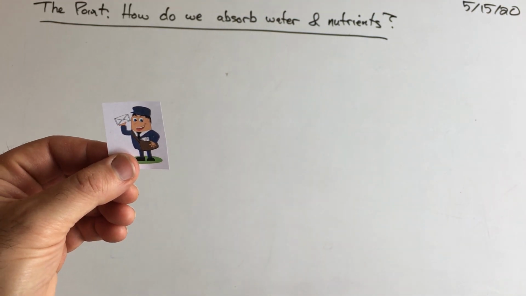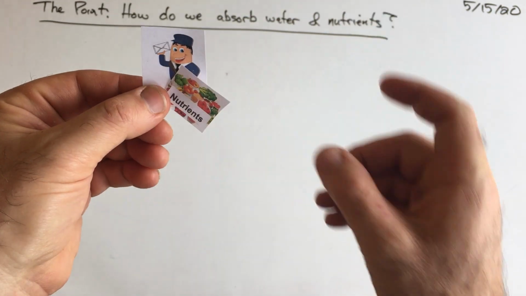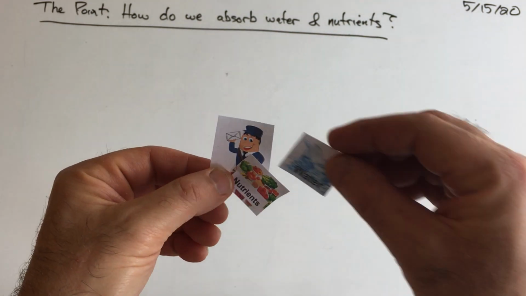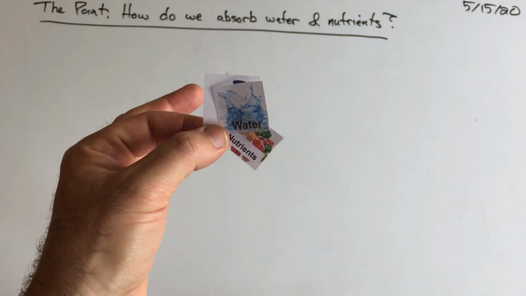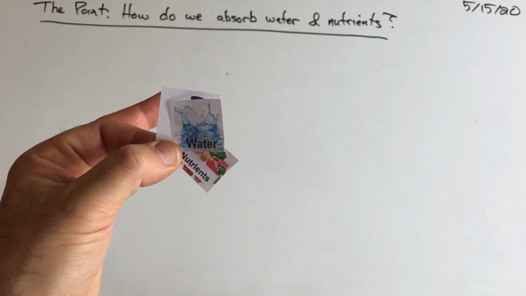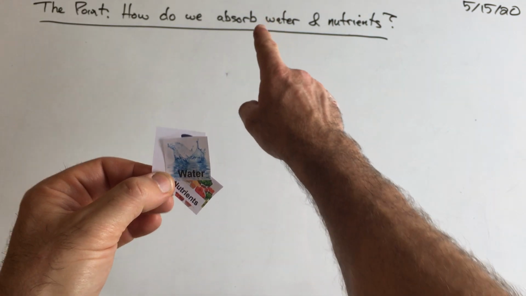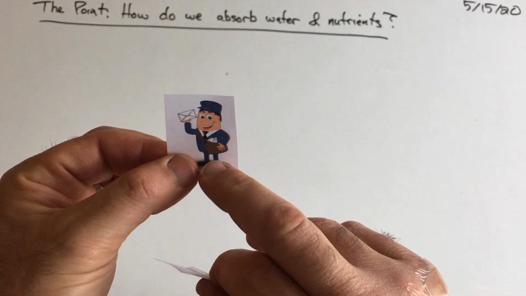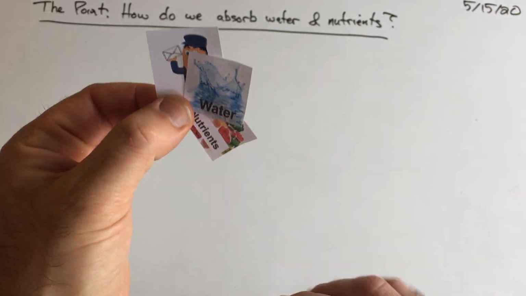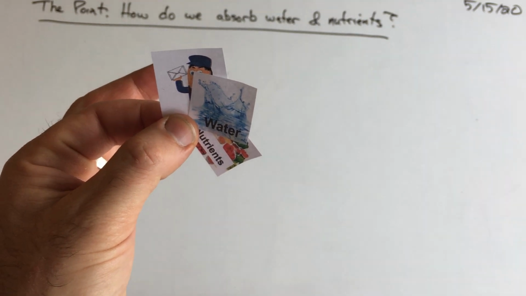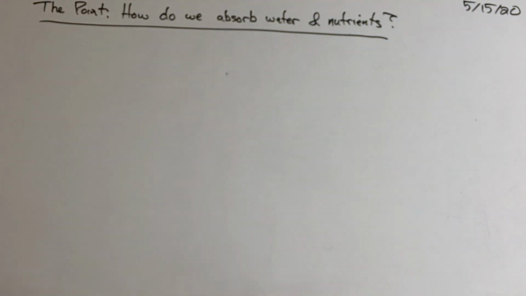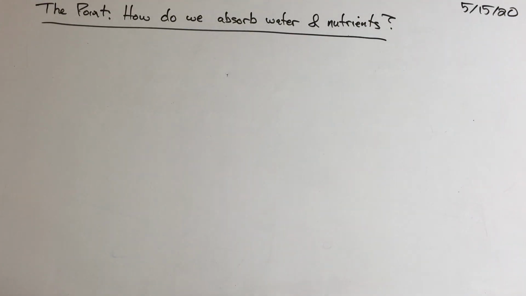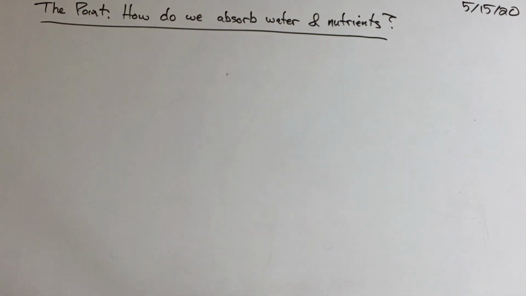But what about the other things? What about the nutrients the blood needs to carry? What about the water the blood needs to carry? How do those get in there? And that's what we're talking about today. So when I say absorb, what I really mean is how do we get them into the blood? How do we make it so the blood has the water and the nutrients and can carry it to all the cells in the body? And that's what today's class is. So please write down the point.